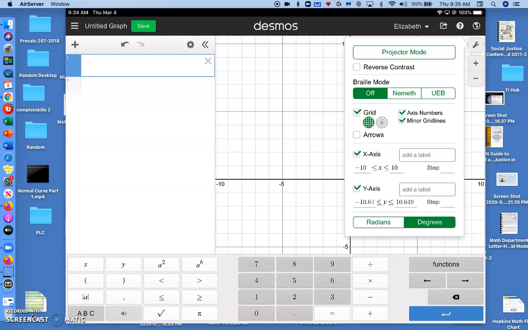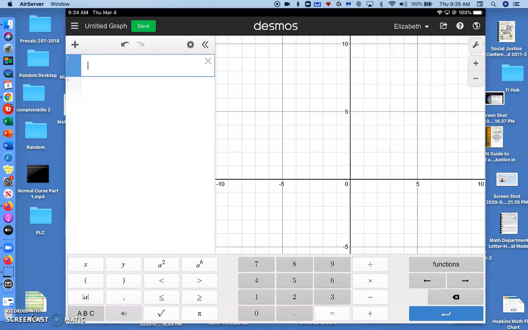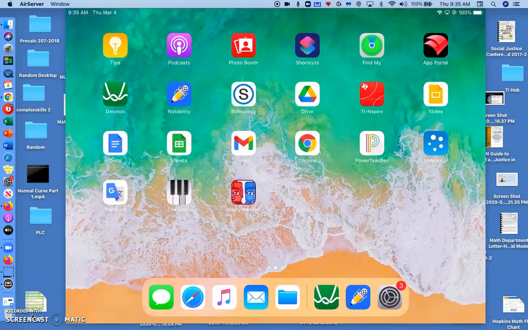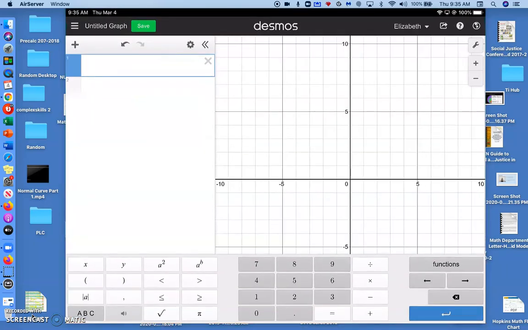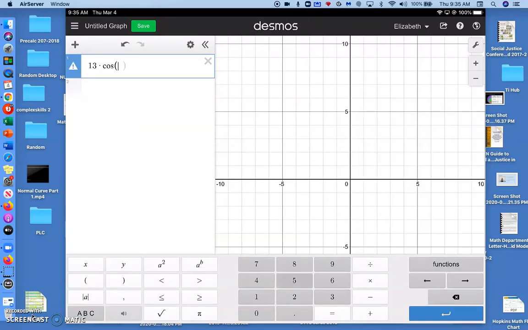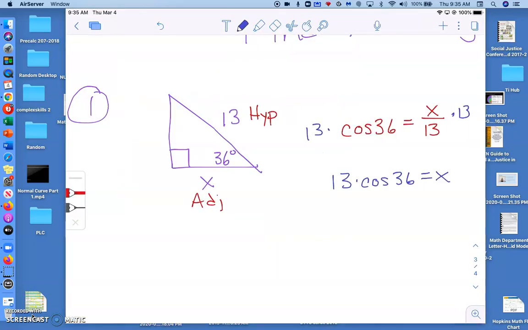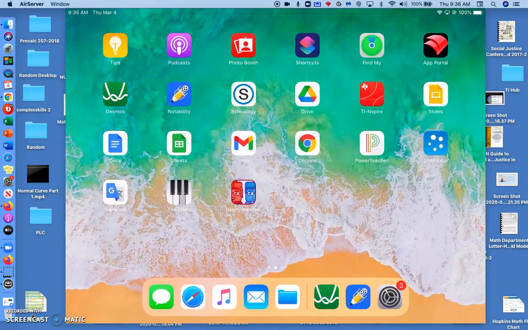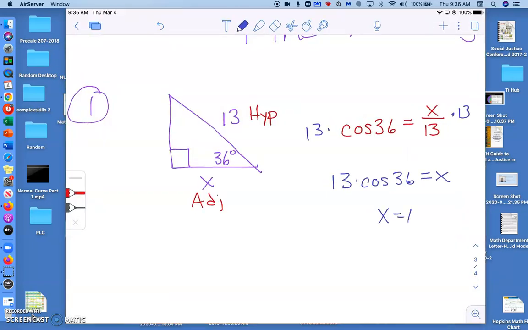So click on degrees. And again, I forgot the problem. So 13 times, if you hit functions, trig, the cosine of 56, we get 7.3. Oh, it was 36, my bad. So let's go back here and switch that to 36, 10.5. And we could even round it to 10.52.